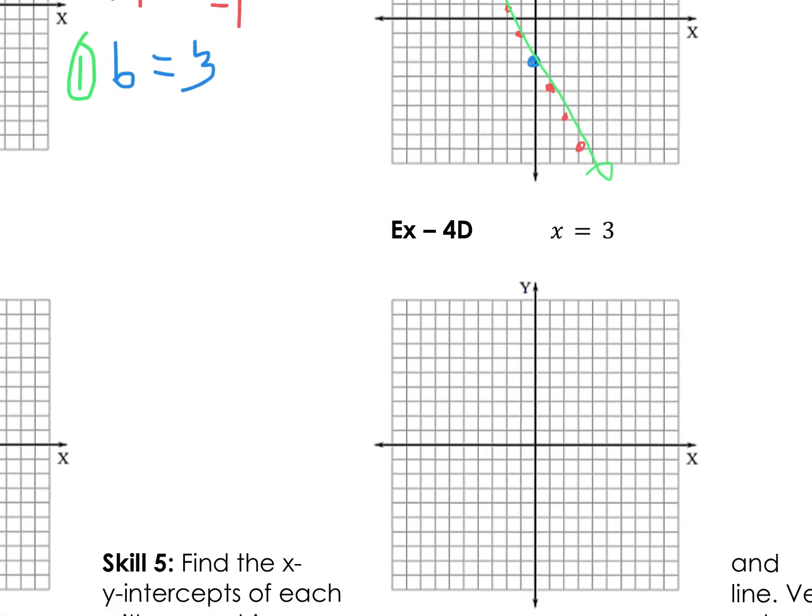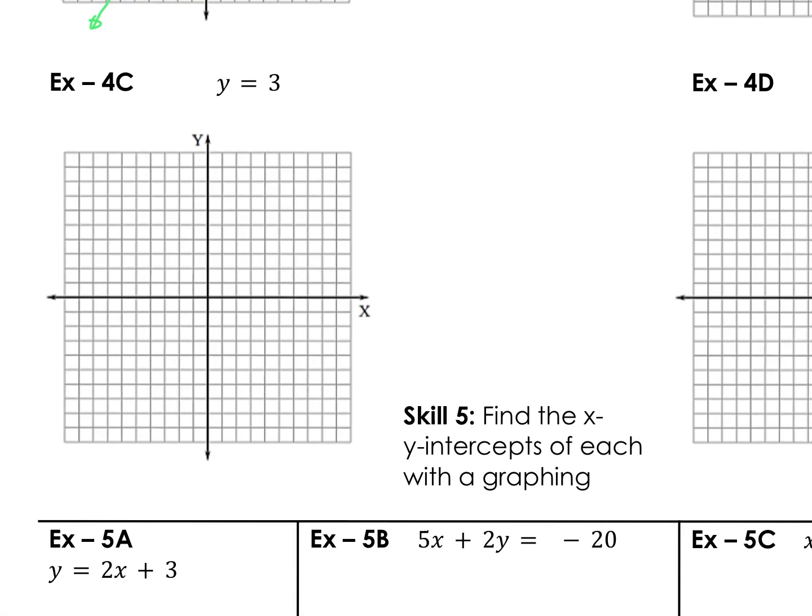Then let's look at 4C. Now, as soon as you are missing your x or your y term, you know something's up. This is either a vertical or a horizontal line. So I'd like you to look at the fact that it says y is equal to 3. So if I were you, I would plot a point at 3 on the y-axis, because it says y is equal to 3.